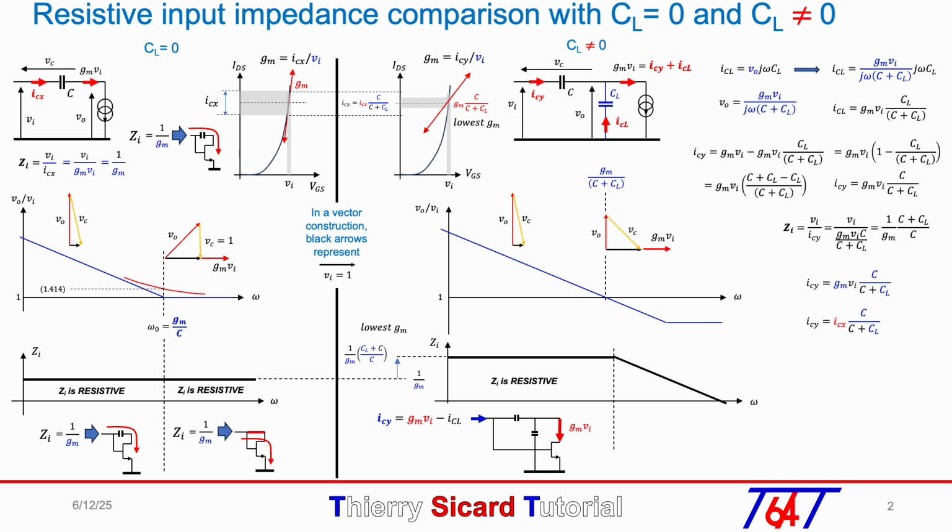The input blue current is just a part of the red current, so for the same Vin variation, the input current variation is less when Cl is different from 0. When omega is higher than Gm over Cl, the input impedance becomes capacitive because the equivalent circuit is two capacitors in series.